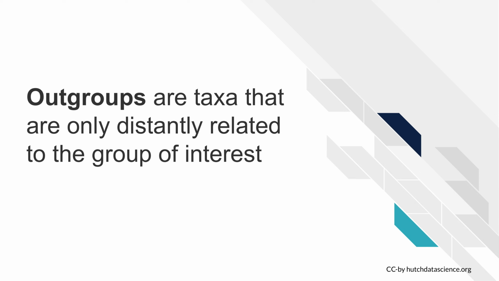Outgroups are taxa that are only distantly related to the group of interest. They serve as reference points for determining evolutionary changes and help us calibrate branch lengths. Longer branches mean more differences between the connected tips.